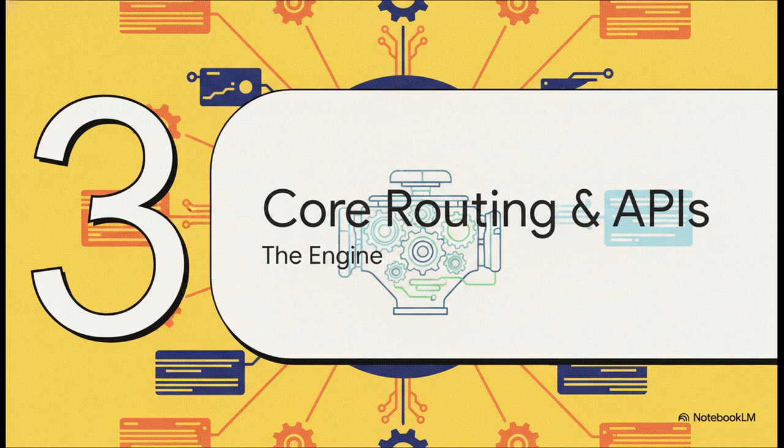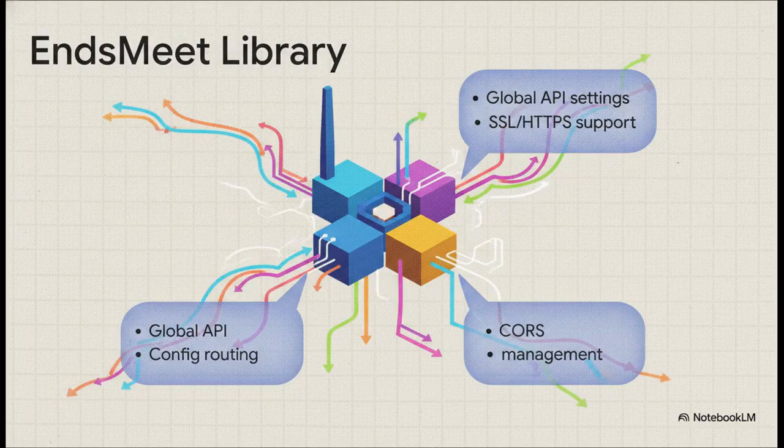Okay, Section 3, Core Routing and API Tools. Let's look under the hood at the engine. The very first crucial component we run into here is the EndsMeet library. Introduced heavily in version 5 to extend the base B4J server functionality, it basically acts as the global traffic cop for your app. It handles your API settings, manages automatic HTTP to HTTPS redirects, and it deals with those always frustrating CORS issues that we all love to hate.